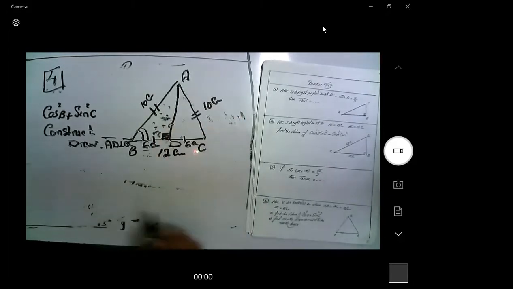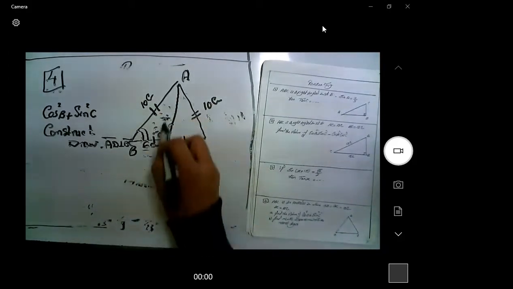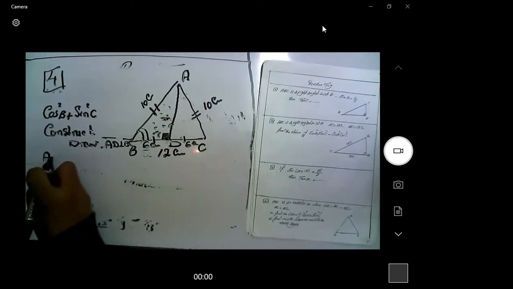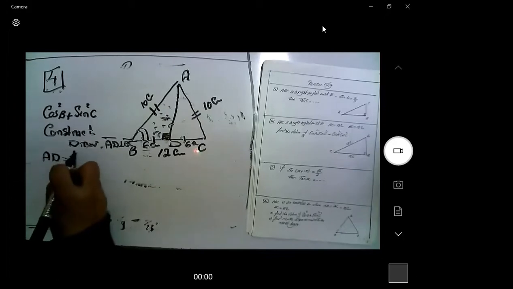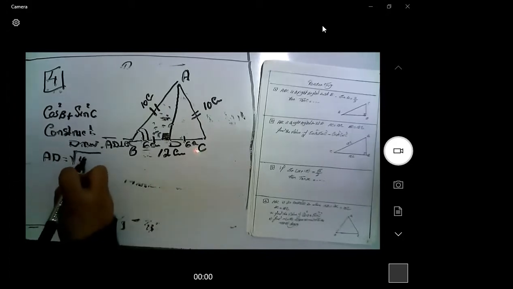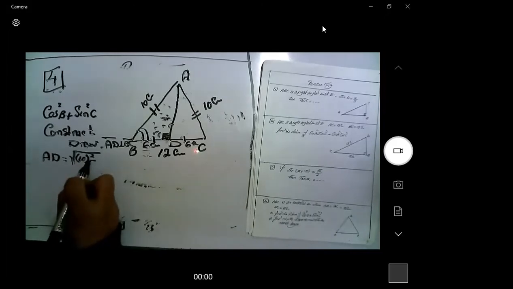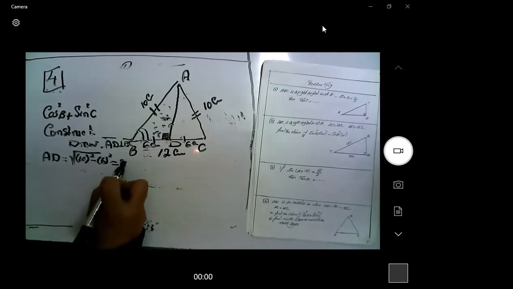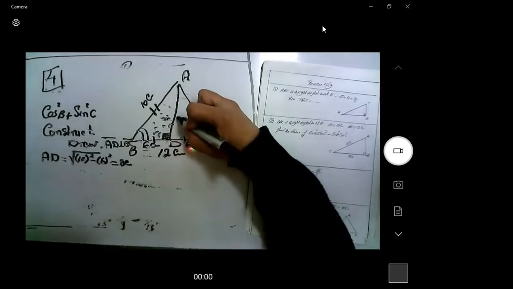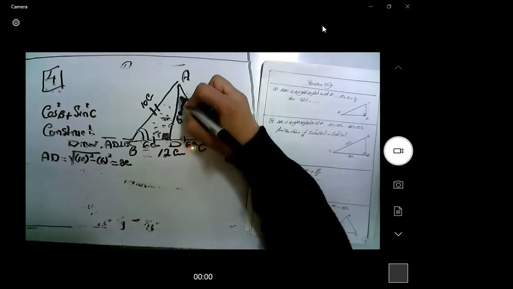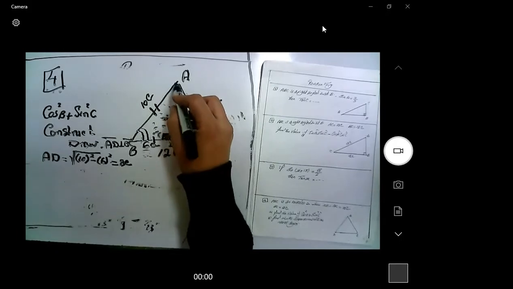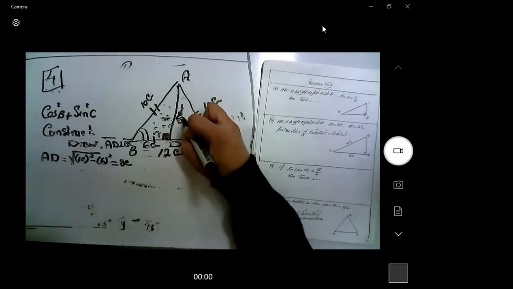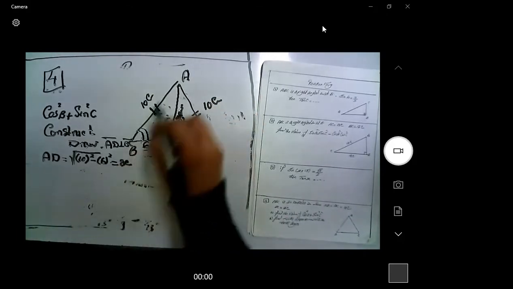Now we will get the length of AD by using Pythagoras theorem. AD equals square root of 10 power 2 minus 6 power 2, equals 8 centimeters. Then the length of AD is 8 centimeters. Now we have the three lengths of the triangle ADB: 6 centimeters, 8 centimeters, and 10 centimeters.